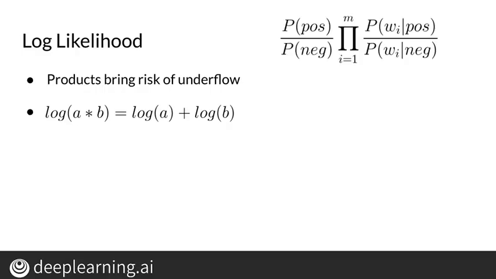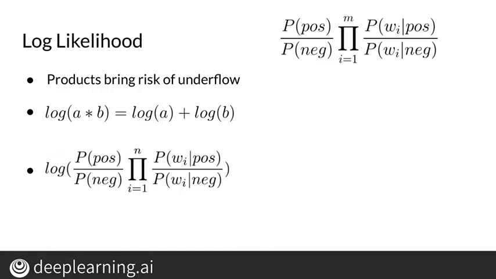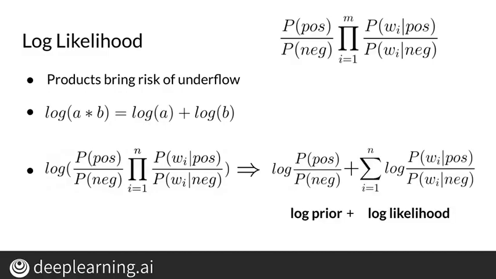Recall that the formula you're using to calculate a score for naive Bayes is the prior multiplied by the likelihood. The trick is to use a log of the score instead of the raw score. This allows you to write the previous expression as the sum of the log prior and the log likelihood, which is a sum of the logarithms of the conditional probability ratio of all unique words in your corpus.